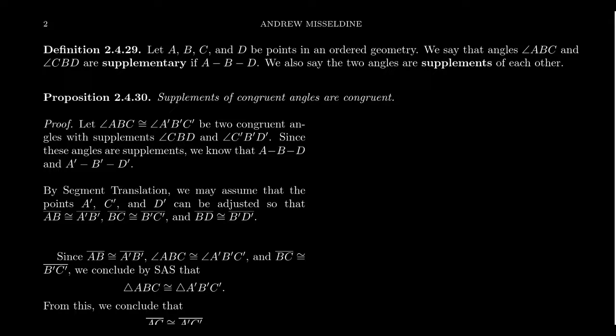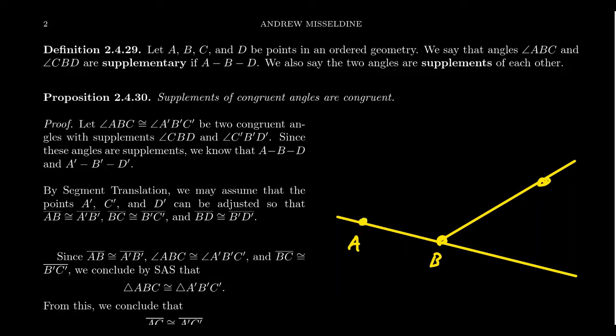And so basically the following picture is what we have in mind when we think of supplementary angles here. We get a picture that looks something like the following. Here is our point B, which is the common vertex to both of these angles, ABC and CBD. We have point A, we have point C, and we have point D. So we would say that the angles ABC and CBD are supplementary angles because the points A, B, D are collinear with each other. And so we can say these angles are supplements of one another.